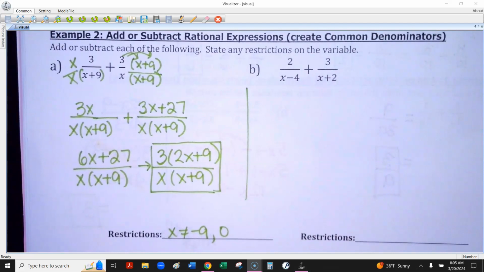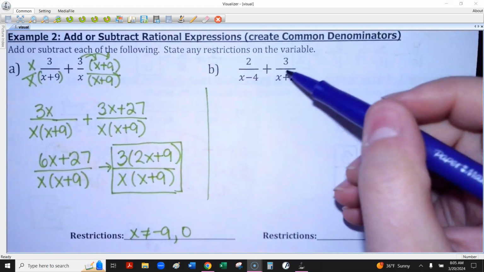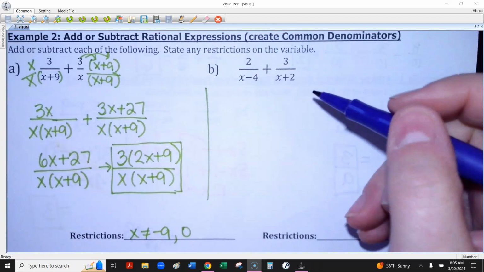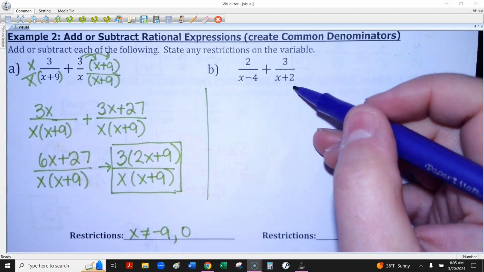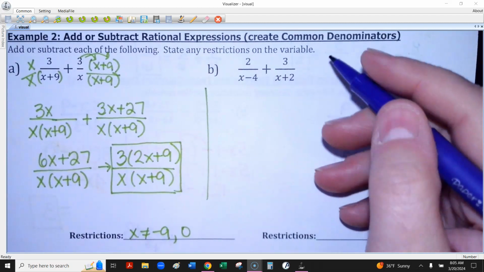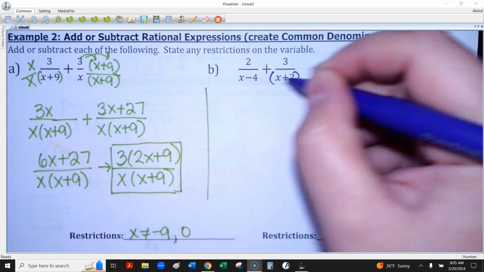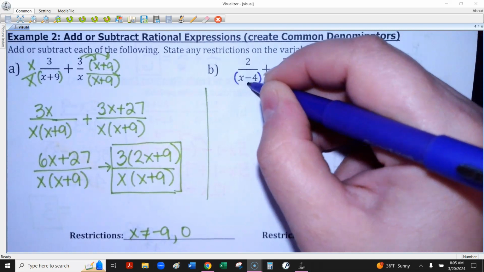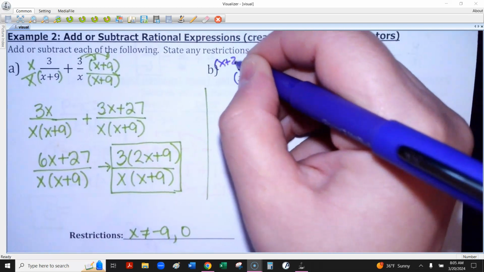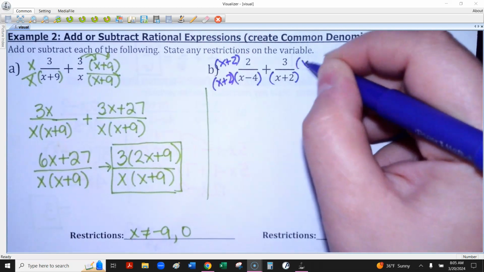Okay, now this guy. This is not a proportion, right? We're not solving anything, we're simplifying. We're going to add these guys together. So this has an x minus 4, this has an x plus 2. Cannot add and subtract things, it has to be multiplication. So just think about this as being in a little set of parentheses. This side is missing an x plus 2, and this one is missing an x minus 4.